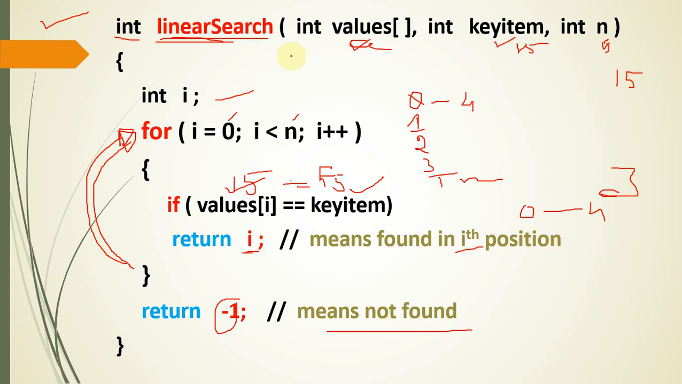So hence it is called linear. Comparison will start with the beginning, first element, then second element, then third element and fourth element. When the search item is found, it will return and stop searching. So it is called sequential search or linear search. Very easy method, very easy.